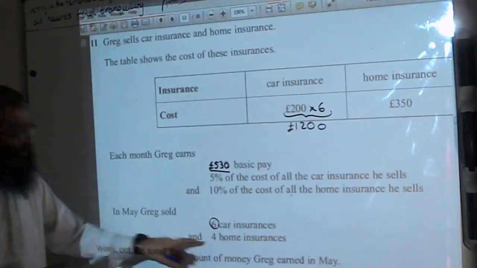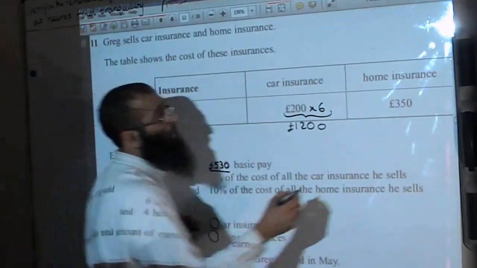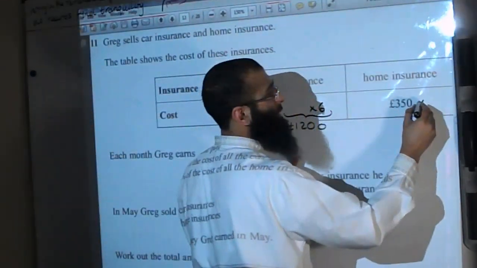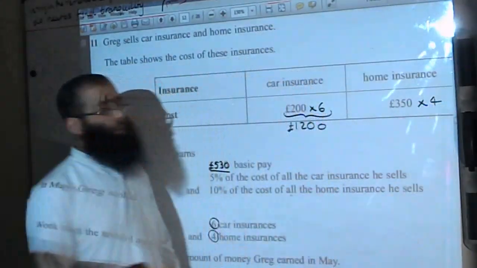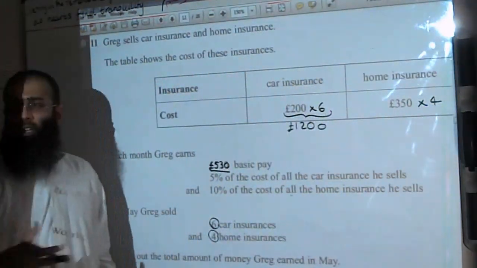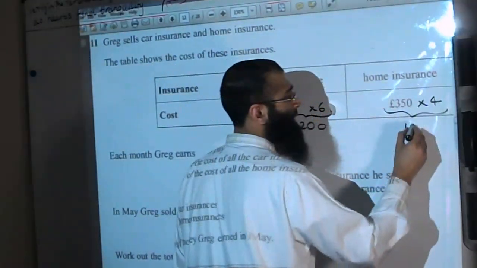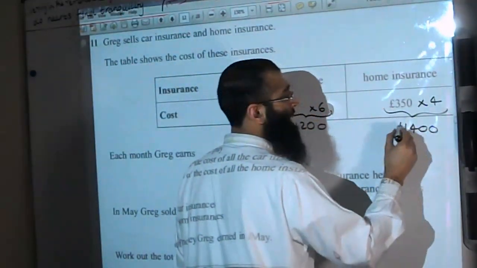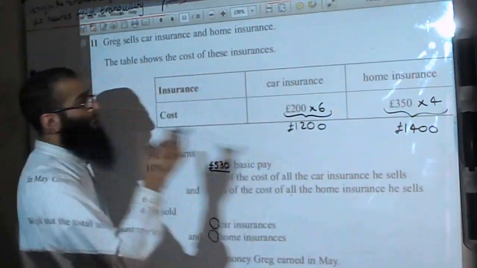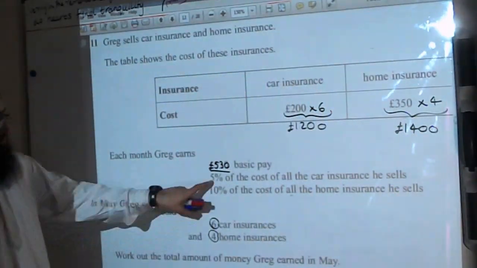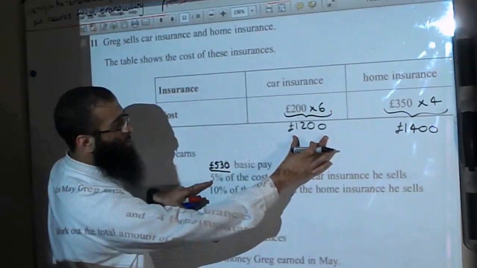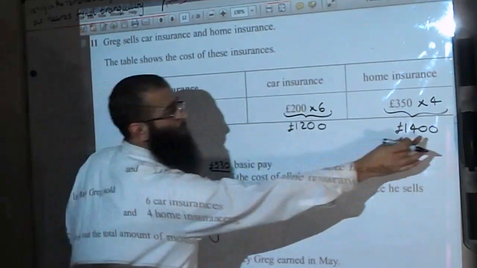He sold 4 home insurances, so he sold 4 of these. So 350 times by 2 is 700, then times that by another 2, that's how you break it down. That'll give us £1,400. Now, so that's how much actually sold. So we have to work out 5% of this one and work out 10% of that one.